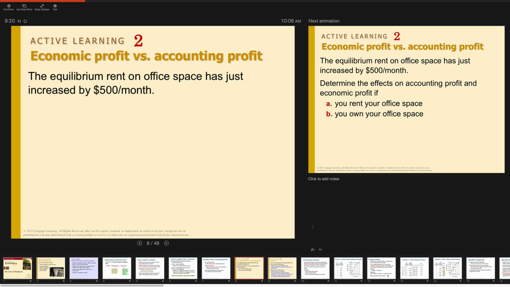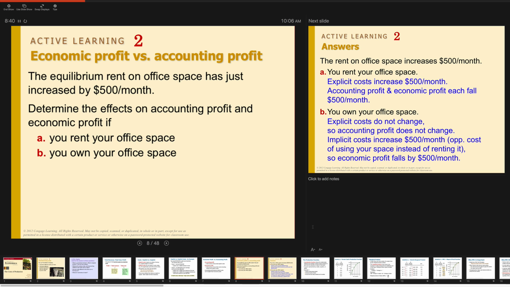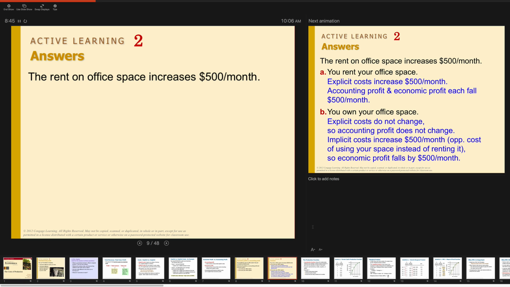The equilibrium rent on office space has just gone up $500 a month. Ouch. I'm moving out. So let's determine the effects on accounting profit and economic profit if you own your own office space, and if you rent your office space, when the rent on office space goes up $500 a month. You rent your office space. What's the impact on accounting profit? It decreases by $500 a month. What's the impact on economic profit?